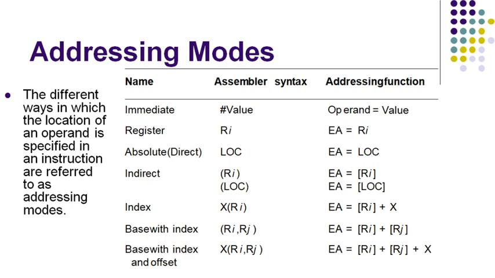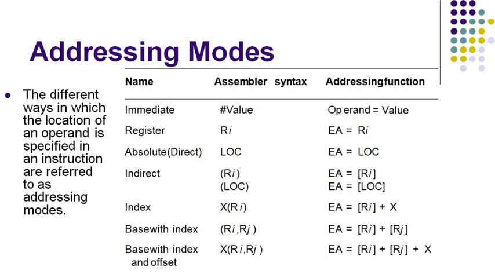Coming to index mode, it is represented as X into bracket Ri, where the effective address is calculated as the contents of the register Ri plus the offset or displacement value, where X is a signed integer. Next is base with index, that is Ri comma Rj. If you take two registers, the effective address is the contents of Ri plus the contents of Rj. If you consider base with index and offset, that is X of Ri Rj, the displacement will be added to the contents of both the registers.